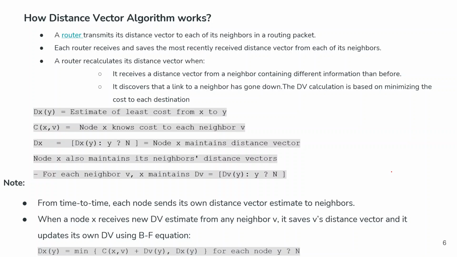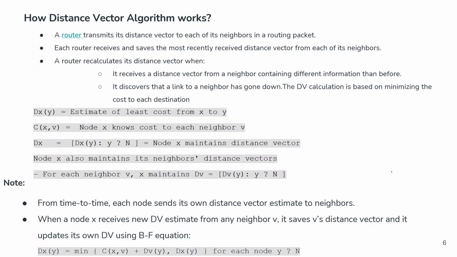Now let us see how the distance vector algorithm works. A router transmits its distance vector to each of its neighbors in a routing packet. Each router receives and saves the most recently received distance vector from each of its neighbors. Means what? The routing table keeps on changing periodically. So a router recalculates its distance vector when it receives a distance vector from a neighbor containing different information than before, and when it discovers that a link to a neighbor has gone down.